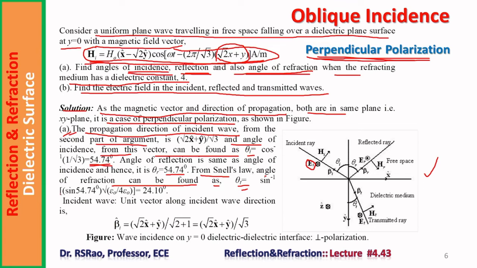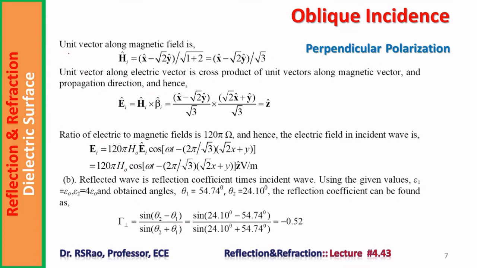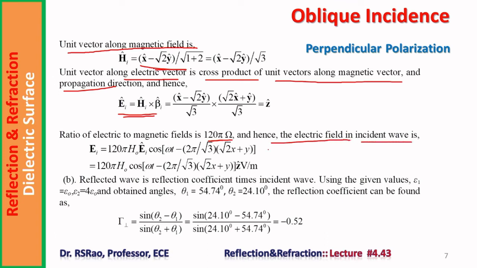So this is A. Now, incident wave. First we consider incident. Unit vector along incident wave direction is square root of 2 x cap plus y cap by root 3. Plus we want unit vector along magnetic field. From the expression of magnetic field, this can be obtained like this. Unit vector along electric vector is cross product of unit vectors along magnetic vector and propagation direction. The ratio of electric to magnetic field is 125, and hence electric field in the incident wave is quite simple. E by H equal to eta. Eta is of course root mu by epsilon. Within no time one can find this out.